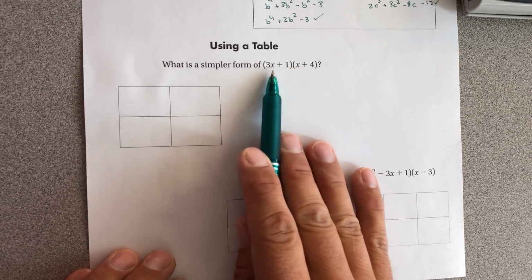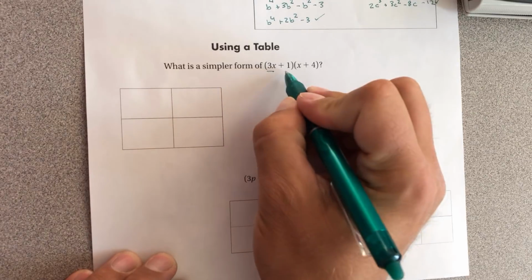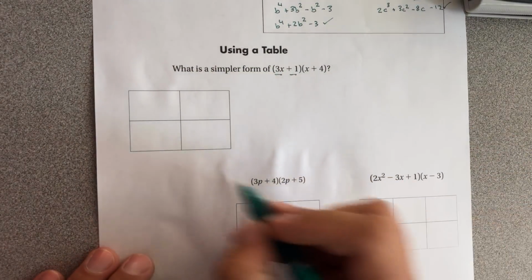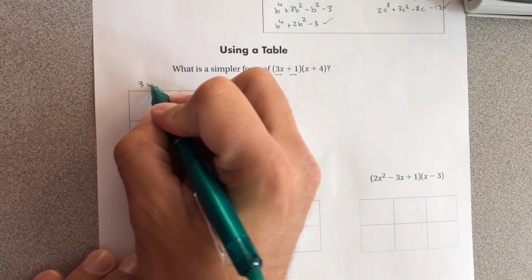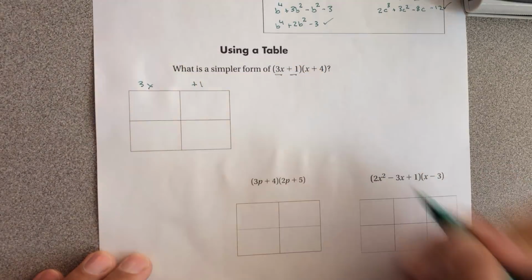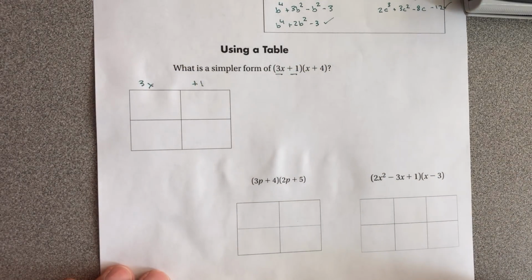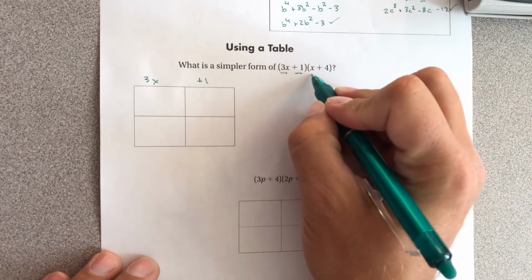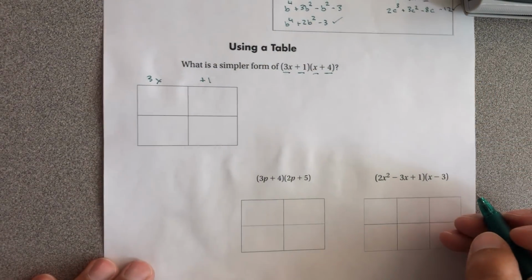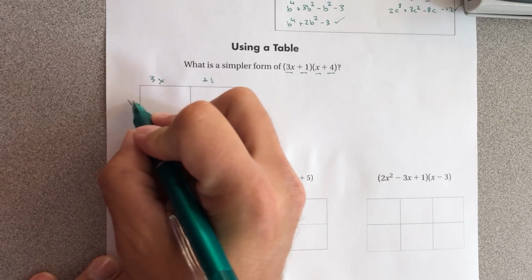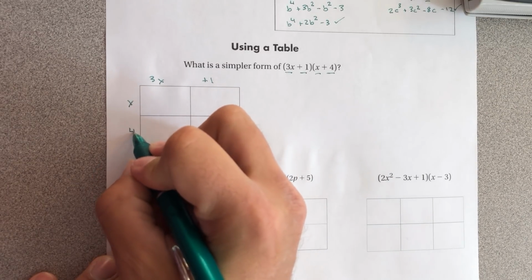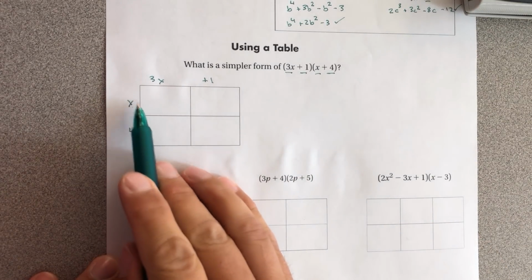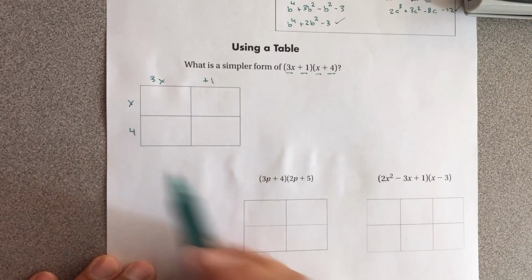So in this one, I have 2 terms. I have 3x and I have plus 1. I'm going to copy those down right here on the outside of my table. 3x and a positive 1. In this set of parentheses, I have an x and a positive 4. I'm going to copy those down on these sides. So my x goes here, my positive 4 goes here.